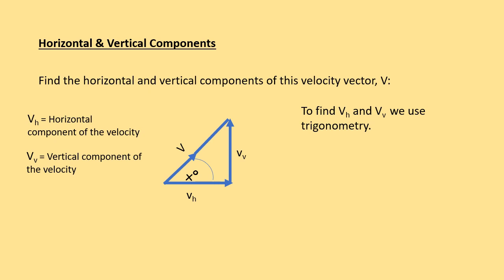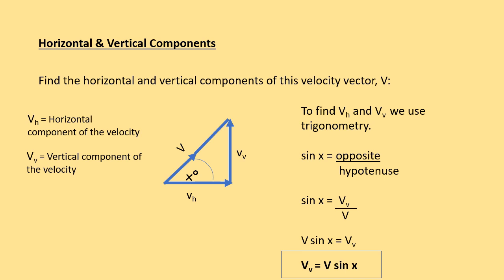Okay, to find the vertical component VV, we use a very similar process, but this time we use sine x from SOHCAHTOA. So sine x equals the opposite over the hypotenuse. So the opposite from this angle here would be VV, and the hypotenuse again is V. So we get sine x equals VV over V. And then if we take the V up to this side again, we get V sine x equals VV. And then just turning that equation round, we get the vertical component of velocity is equal to V sine x, where x is the angle to the horizontal and V is this original velocity vector.